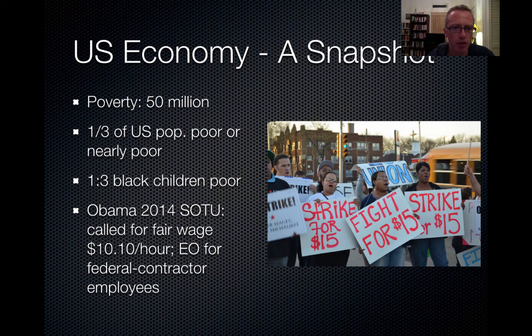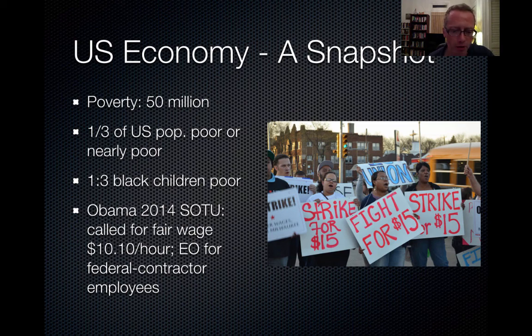In this snapshot, you can see we just have a little overview of some of the things going on in the American economy today. We have 50 million Americans living in poverty. That's very, very high for a developed country. We have 1/3 of the U.S. population, maybe not all of them living in poverty, but officially classified as poor or nearly poor. That really is shocking for the richest country on earth. How is it possible that 1/3 of Americans are poor?